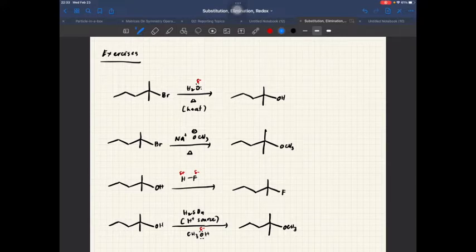In the first example, we have an alkyl halide reacted with water in the presence of heat. If you see a symbol like this, we are referring to heat.